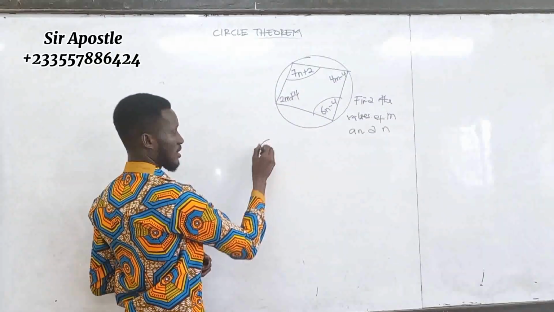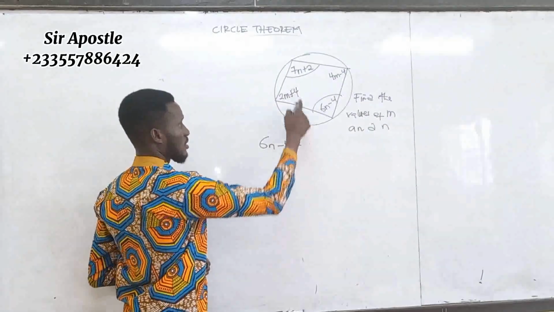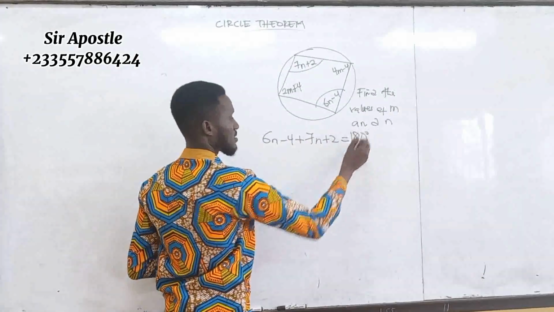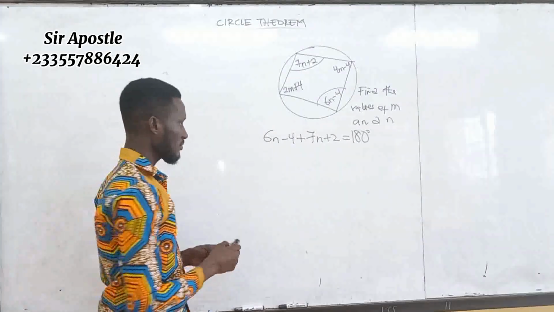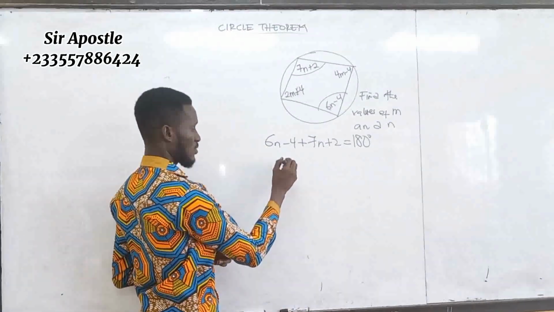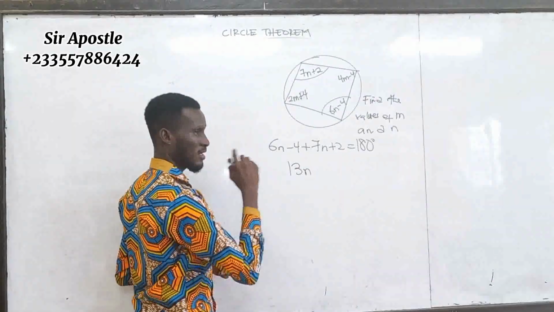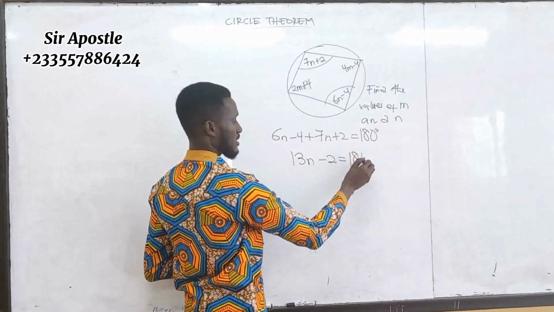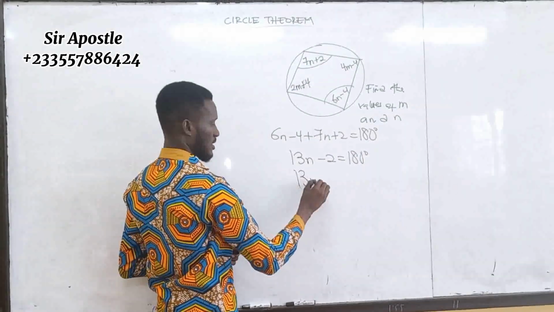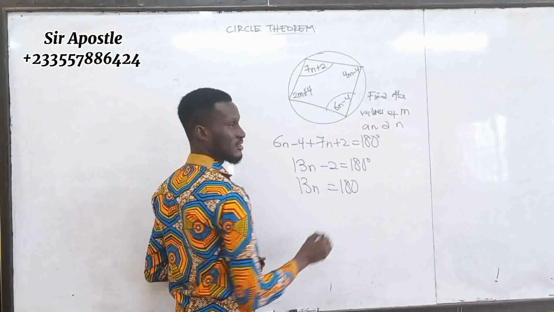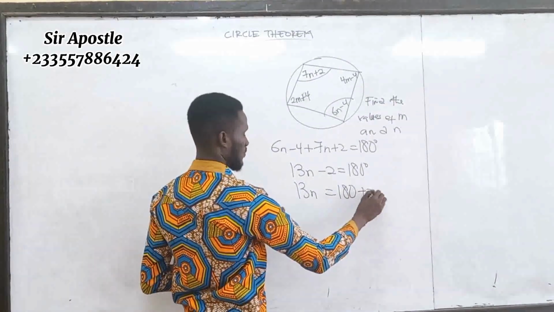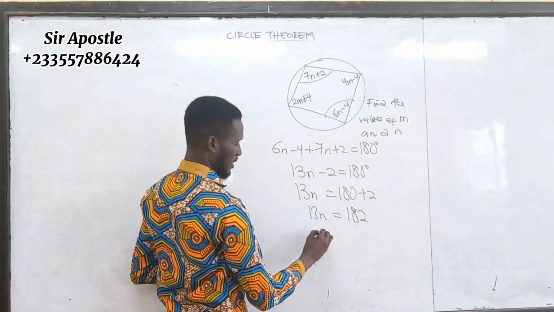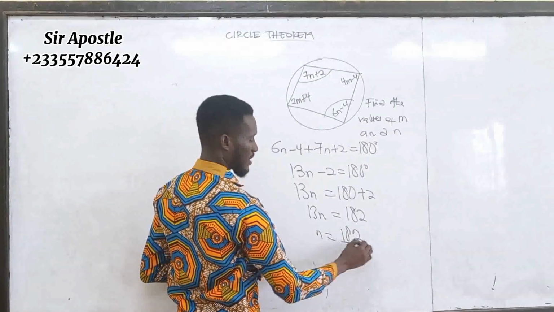So we have 6n minus 4 plus 7n plus 2 giving us 180 degrees. Now 6n plus 7n will give us 13n, and minus 4 plus 2 will give us minus 2, equal to 180 degrees. So we add 2 to both sides. 13n will give us 182. Then our n will be 182 divided by 13.